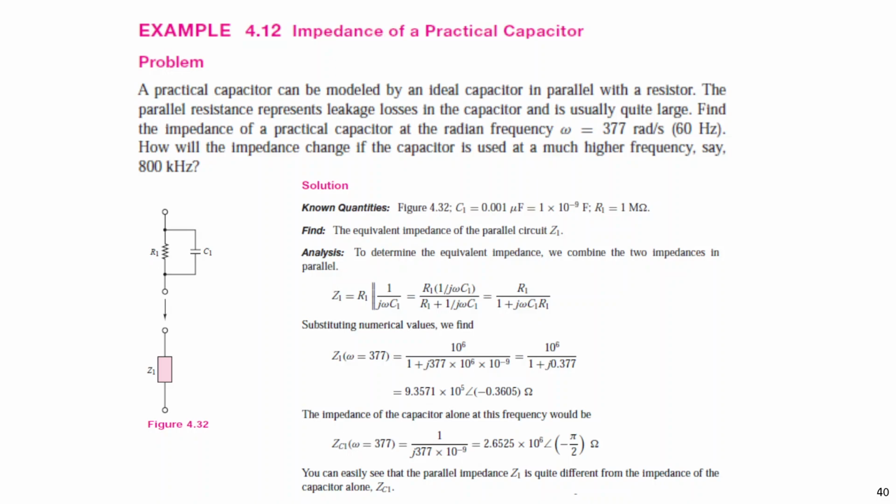Okay, let's see an example. If we have a capacitance C1 of 0.01 microfarad, and this resistance is 1 megaohm, a very big resistance, right? In this system, they use 60 Hertz, so 2 pi F is 377. 2 pi times 60 is 377. This is omega.